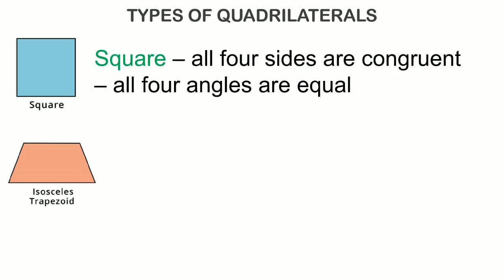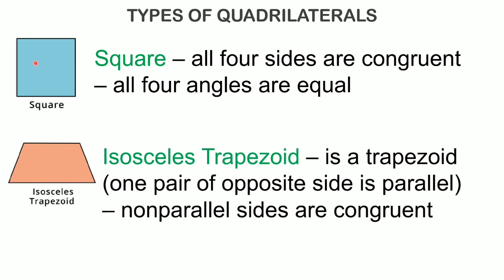Square, our four sides are congruent. So all four angles are equal. All sides are congruent and all four angles are equal. So if this is 90 degrees, this is also 90, this is 90, this is 90. If this side is 10 meters, this is 10 meters, this is 10 meters, and this is 10 meters as well.